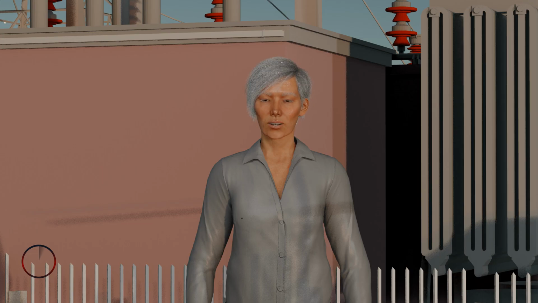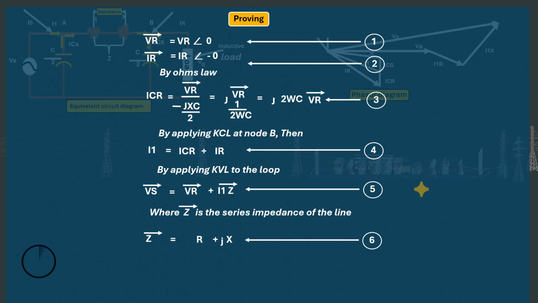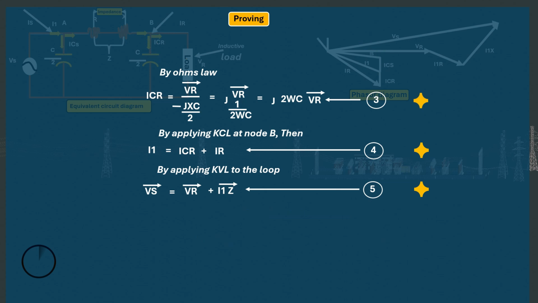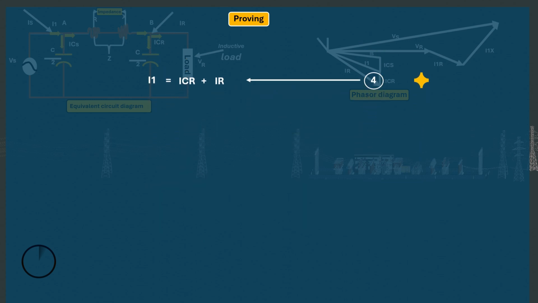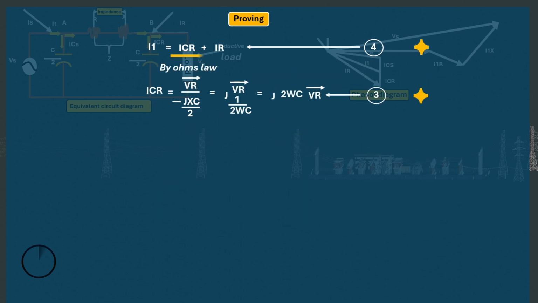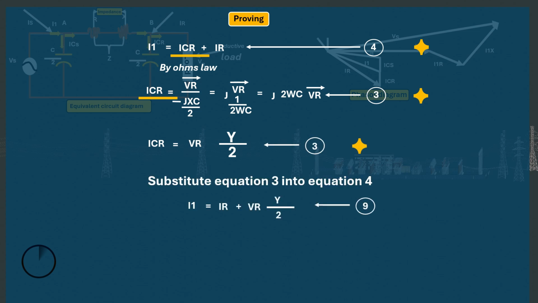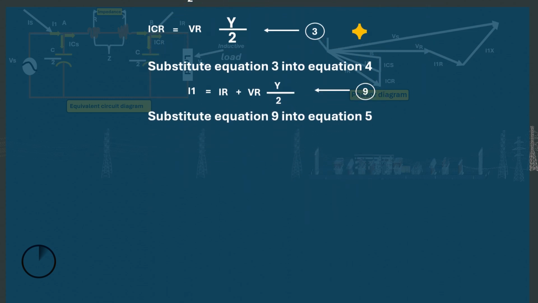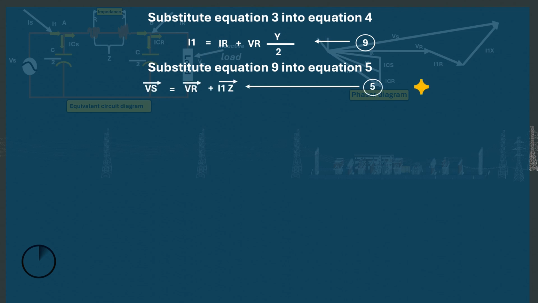To be able to prove the standard formula, we will go back to the previous chapter again and consider equation 5, equation 4, and equation 3. Looking at equation 4 from the previous chapter, we know that the current flowing in the capacitor at the receiving end, ICR, will equal the receiving end voltage, VR, multiplied by admittance all over 2. Now we can manipulate and substitute equation 3 into equation 4. With this, we will have equation 9. Now that we have I1, we can substitute equation 9 into equation 5. Then we will have these here.